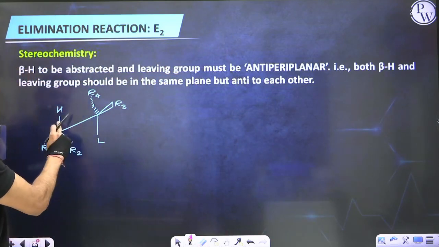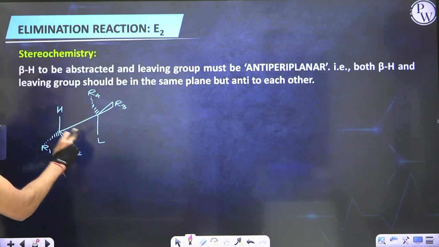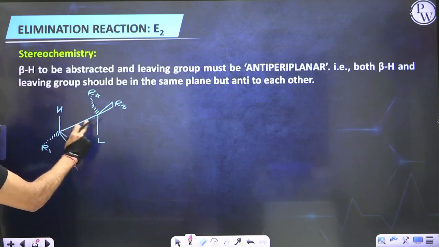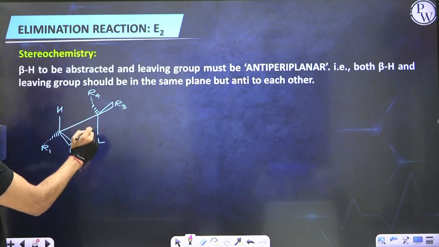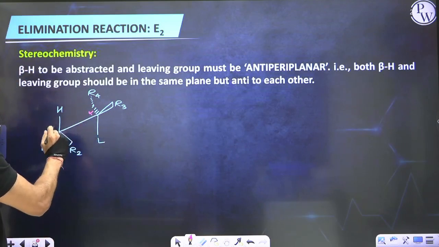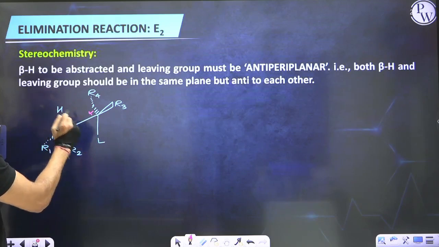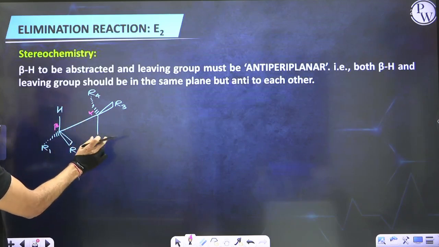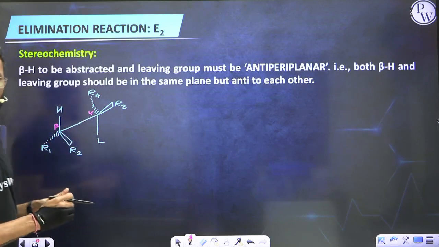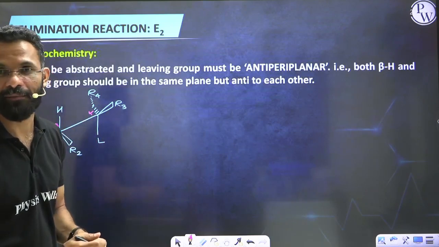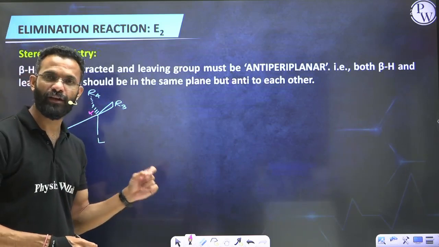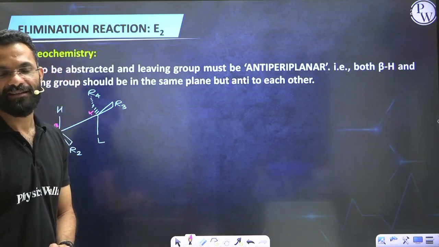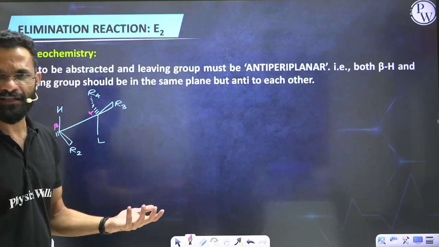Because these two normal lines indicate that these bonds are both in the plane of the paper, in the same plane of paper, the beta hydrogen atom, this is the carbon carrying the leaving group, alpha, and this is beta. So the beta hydrogen atom and the leaving group are in the same plane but they are anti to each other. This arrangement is what you call anti-periplanar, and this is the essential condition for the E2 reaction to take place. The anti-periplanar can be represented in several ways.